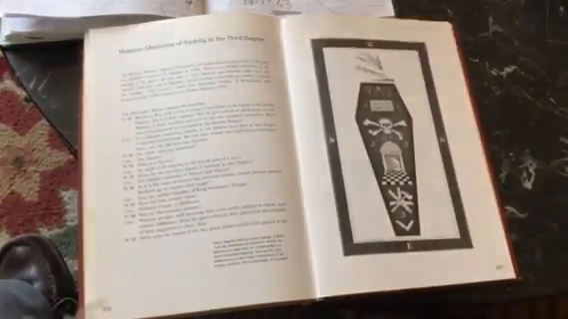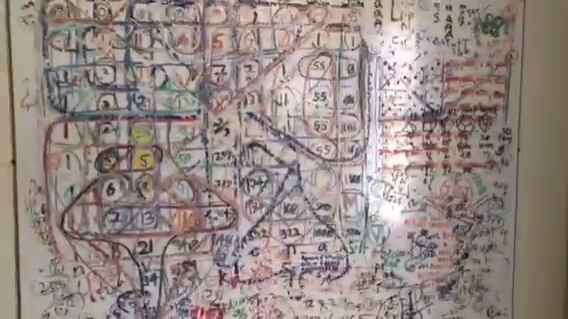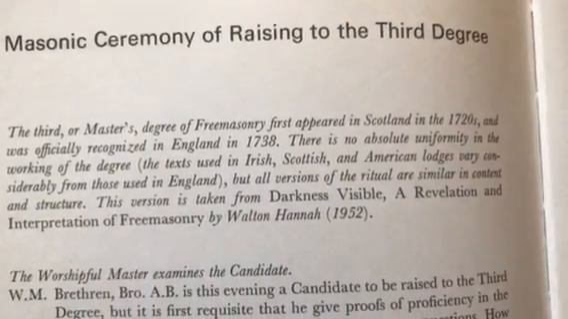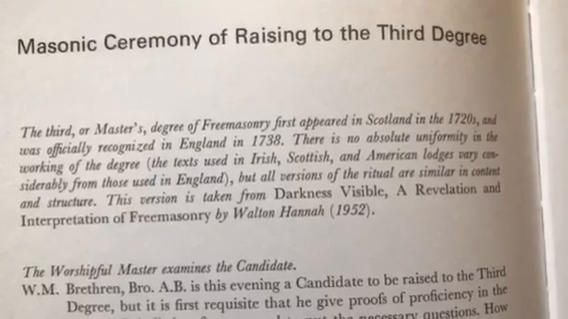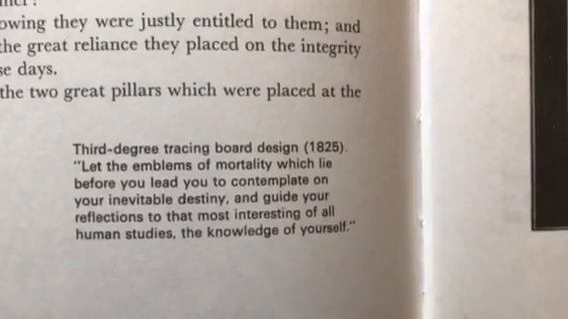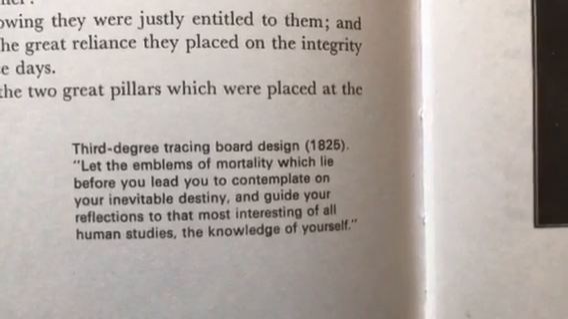All right, so I did it. Okay, I have verified this image, and I verified this image with the Masonic ceremony of raising to the third degree. The third, or master's degree of Freemasonry, first appeared in Scotland in the 1720s and was officially recognized in England in 1738. This image right here, third degree tracing board design, 1825.